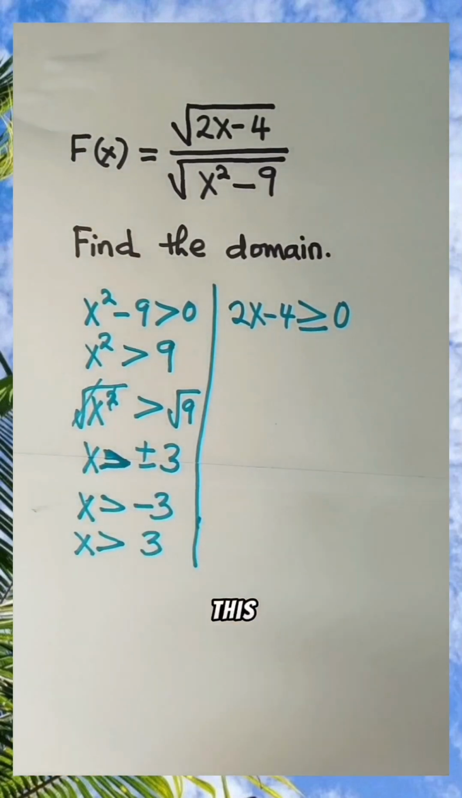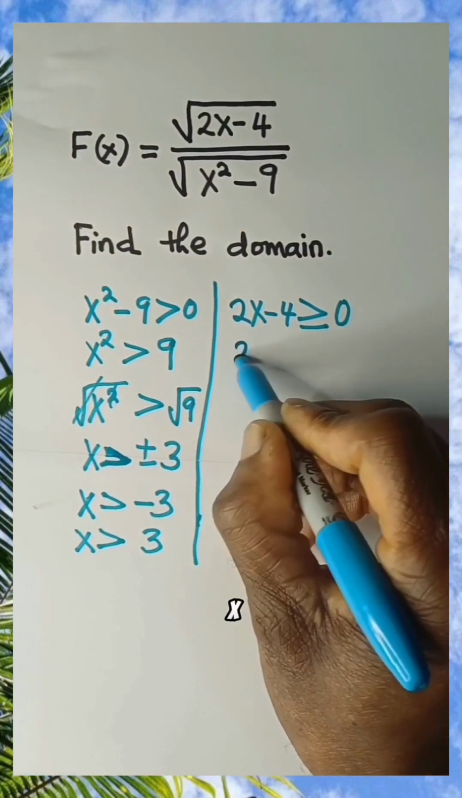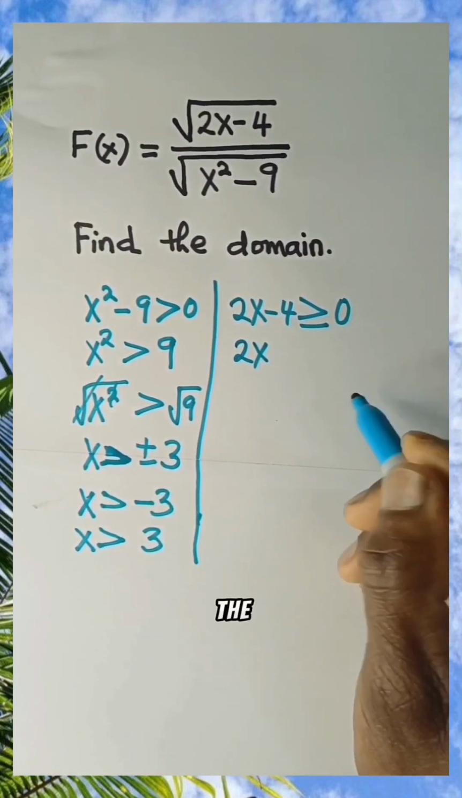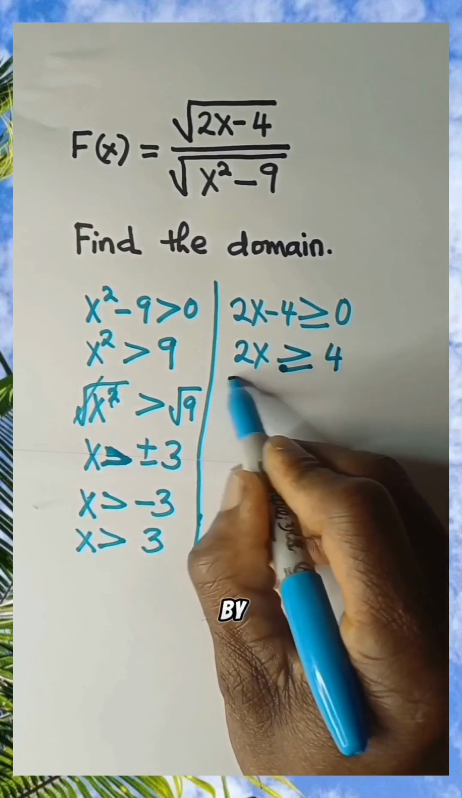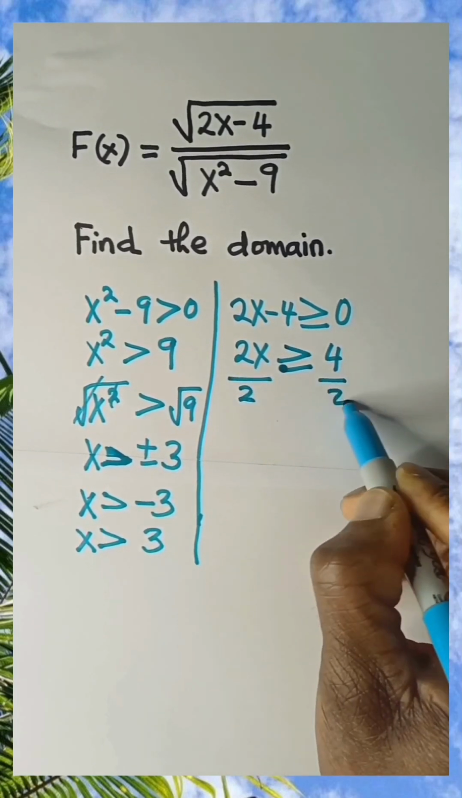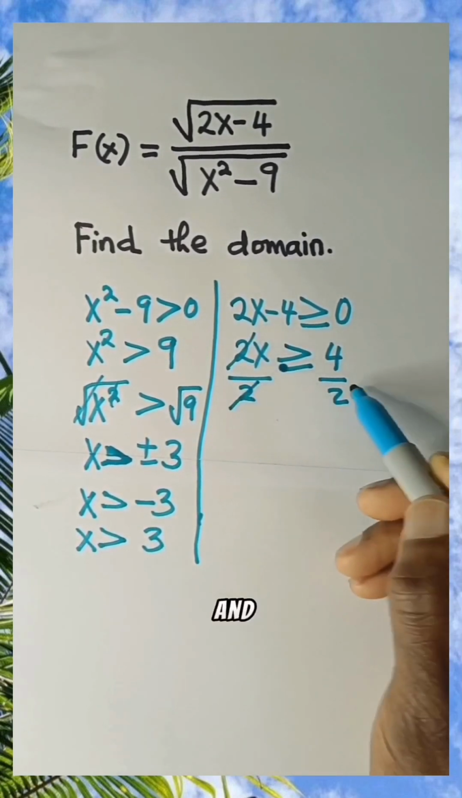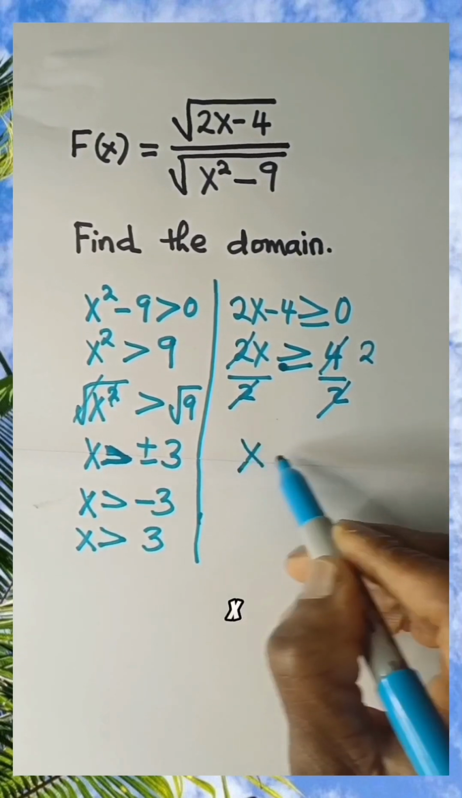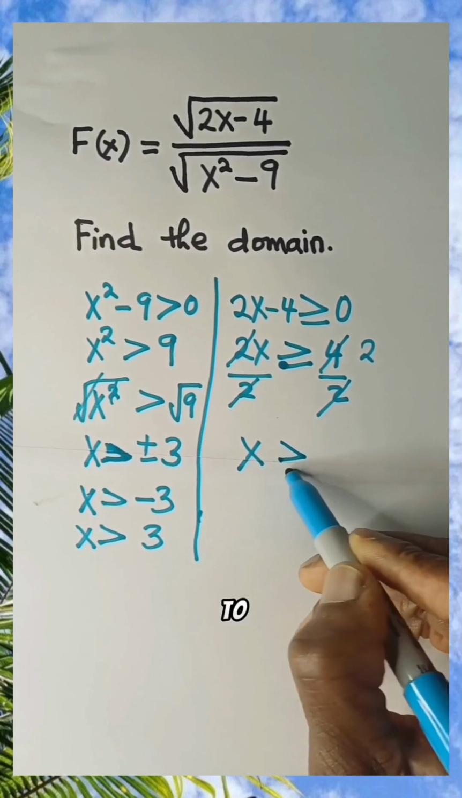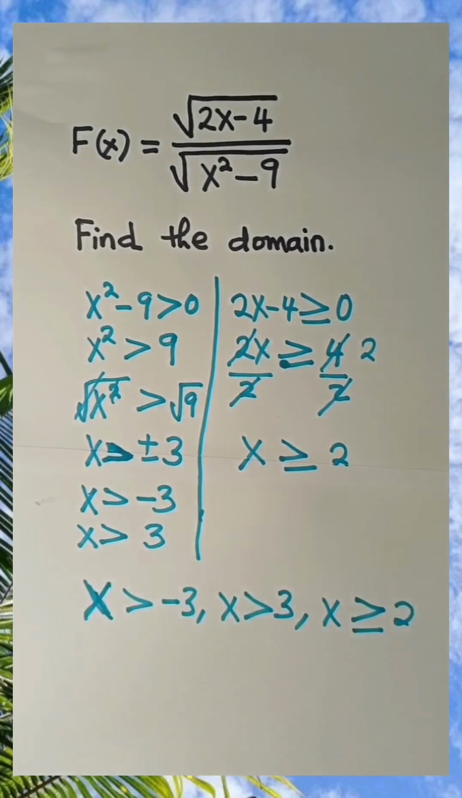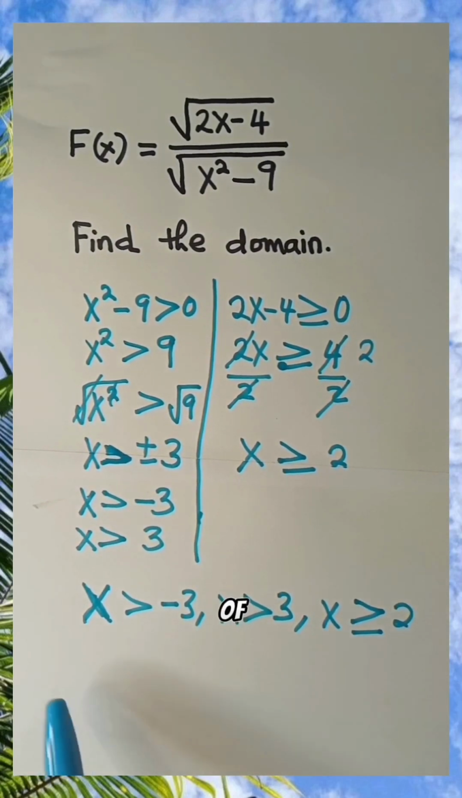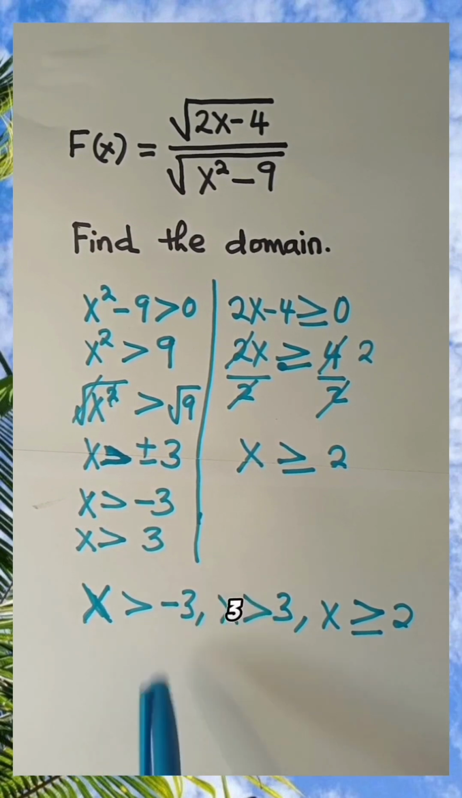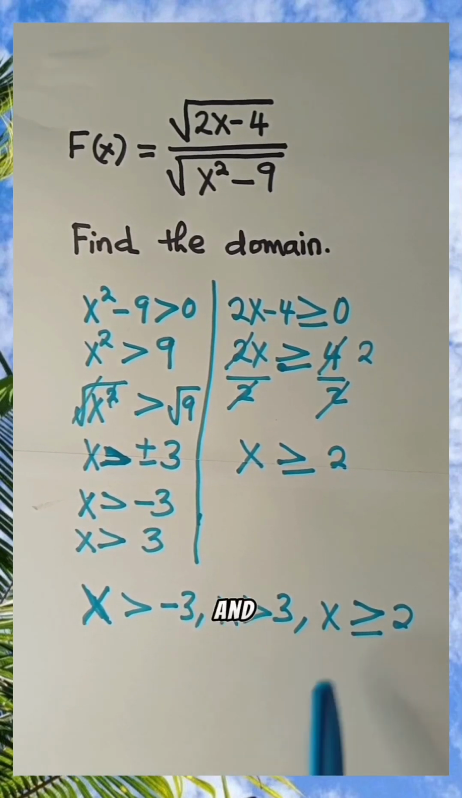Now let us solve the second inequality. So we will have 2s. We move minus 4 to the right hand side. Let's divide both sides by 2. 2 cancels out 2 here, and 2 divides 4. We're going to have 2. We have that s is greater than or equal to 2. So the values of s are s is greater than minus 3, s is greater than 3, and s is greater than or equal to 2.